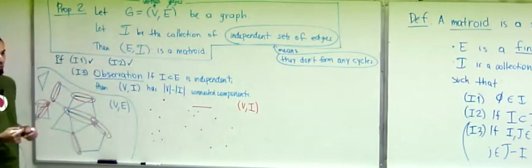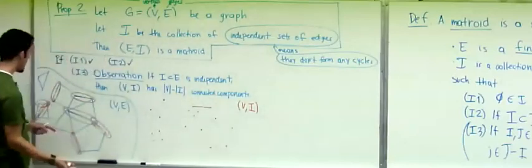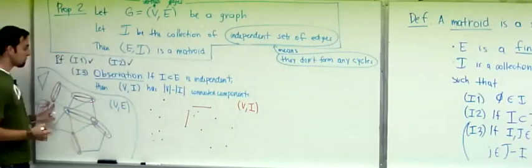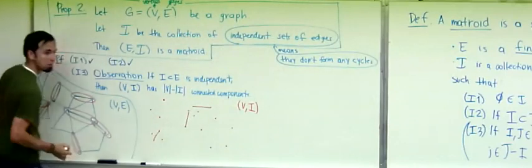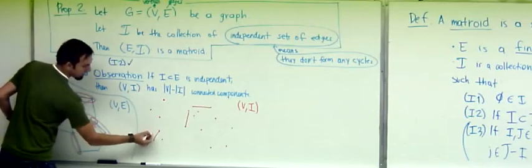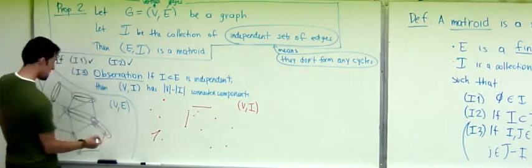How many connected components did I lose? I lost one connected component because I had these two connected components and I glued them. Every time I draw an edge, I glue two connected components. I draw this edge and I glue these two. I draw this edge that's going to glue this connected component and this connected component. Every time I bring in an edge.